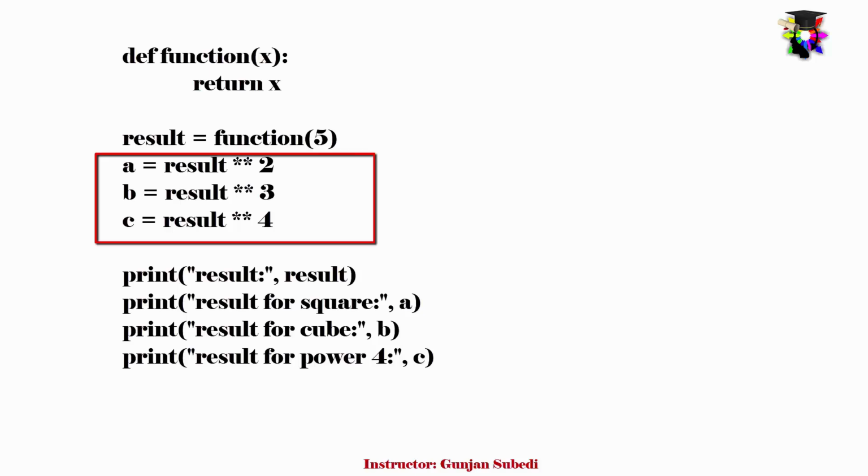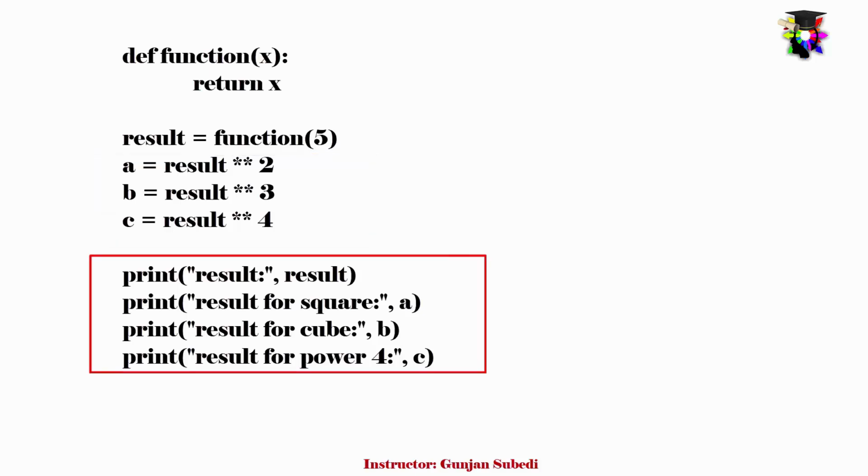Now these lines calculate the square, cube and fourth power of the variable result respectively. The variable result contains the value returned by the function call, which is 5. A is assigned the value of 5 raised to the power of 2, which is 25. B is assigned the value of 5 raised to the power of 3, which is 125. And C is assigned the value of 5 raised to the power of 4, which is 625.